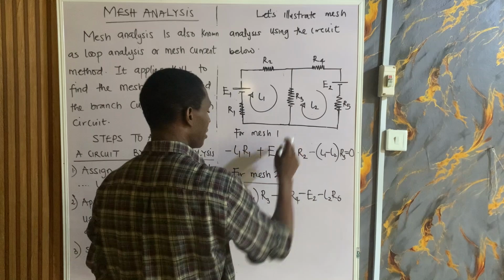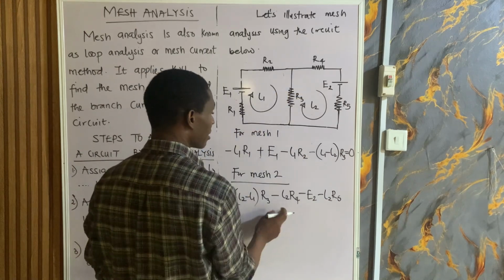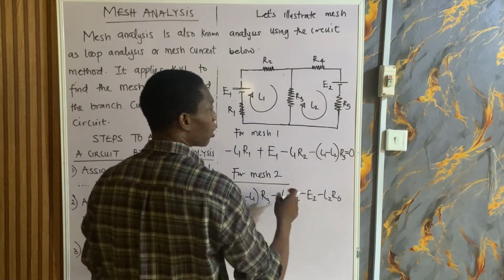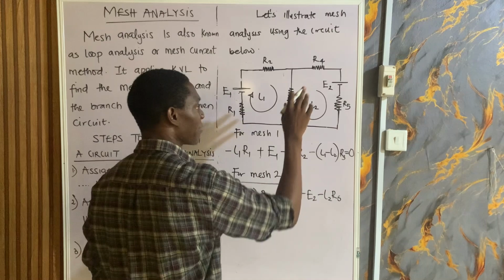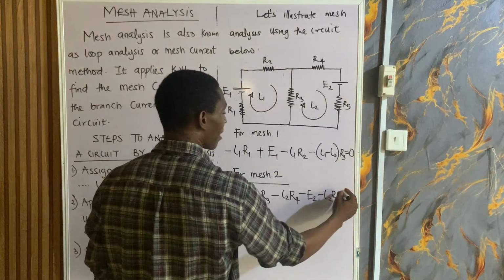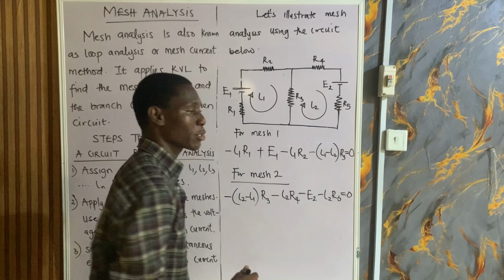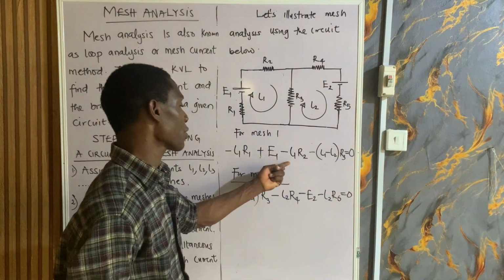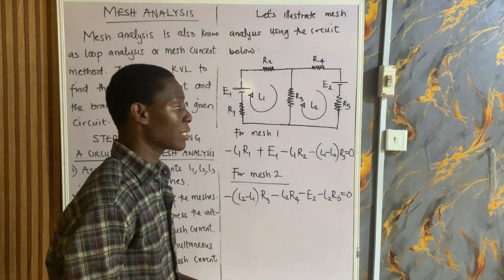I've read this voltage, this is it. The voltage in the cell, that's just E2. You don't use Ohm's law to read that one. The voltage is given to you. And then finally, this one here, I2 R5. Everything is equal to 0 according to Kirchhoff's voltage law. So this becomes our first equation, and this becomes our second equation.